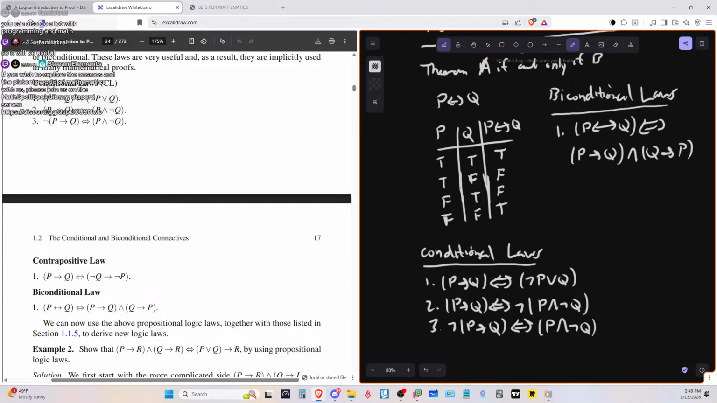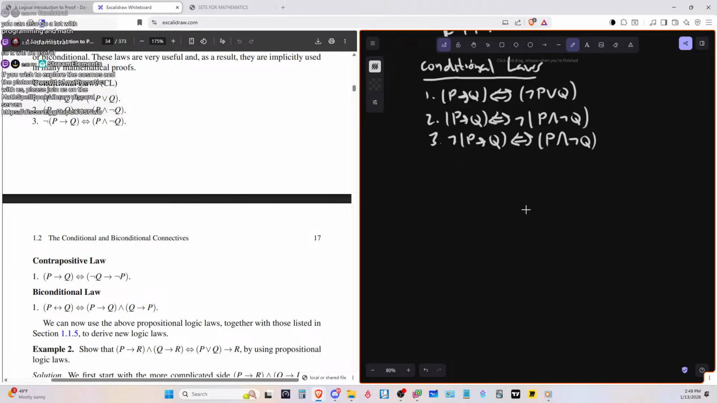That's the conditional laws. And then the contrapositive laws. Oops, not contraposition. Contrapositive.